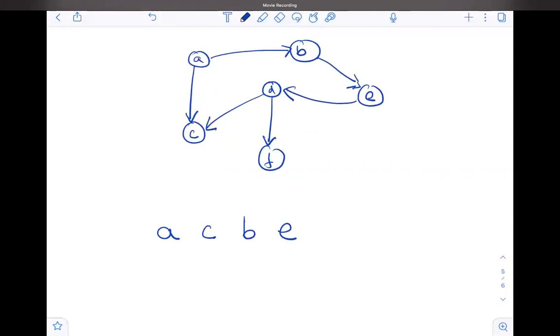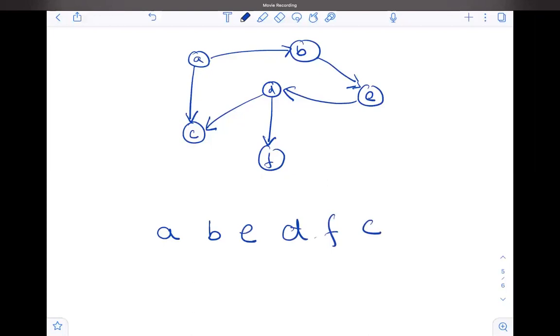So that cannot be, right? So it will be A, B, E, D. Yes, I have to do B for certain, then I have to do E, then D, then I can do F, and then I can do C.